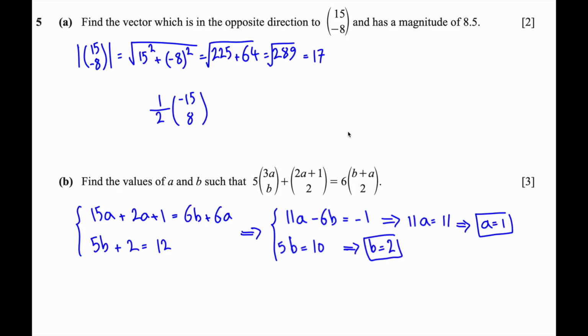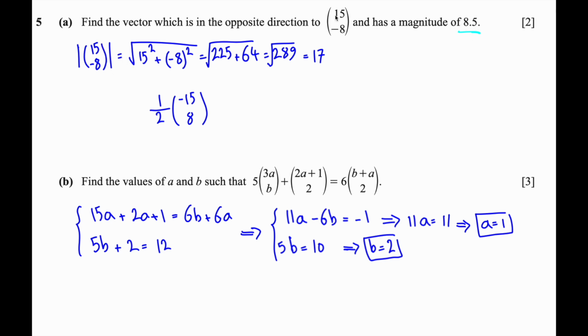Question number 5, part A. Find the vector which is in the opposite direction to (15, -8) and has a magnitude of 8.5. So first of all, I'm interested in finding the magnitude of this vector, because then I'm going to use the scalar properties to apply and find the new magnitude.